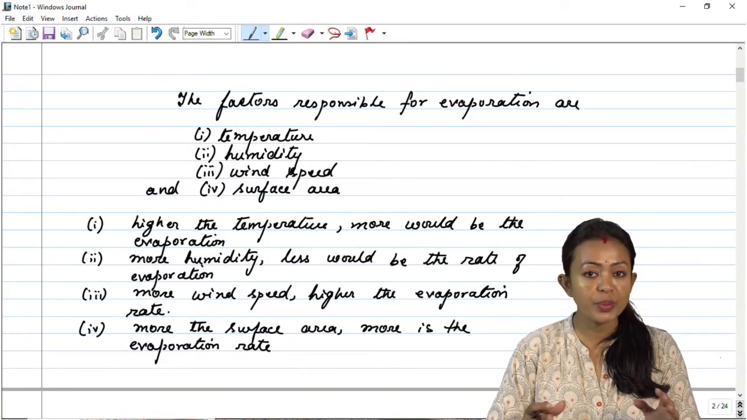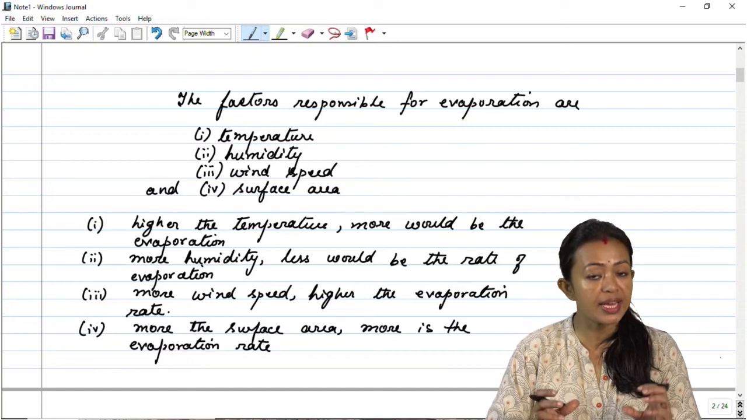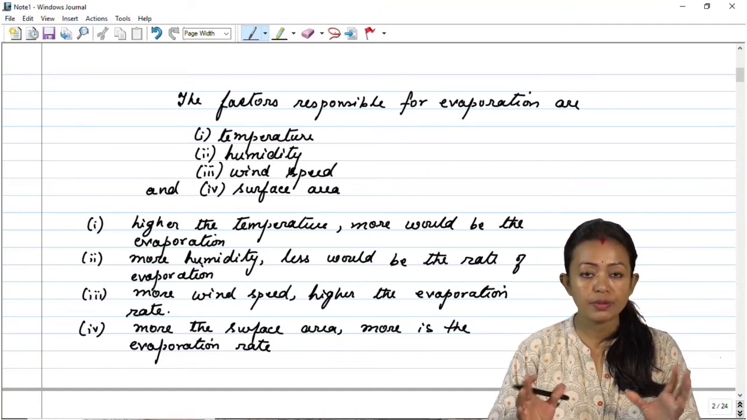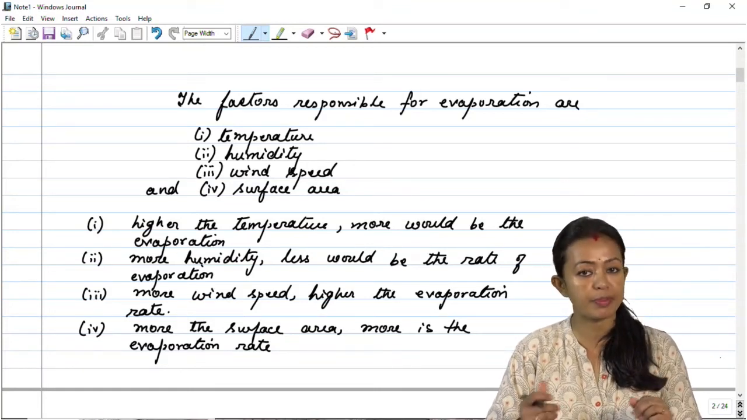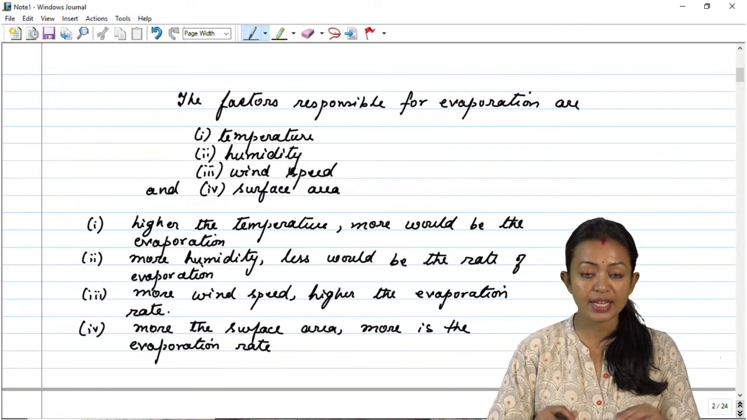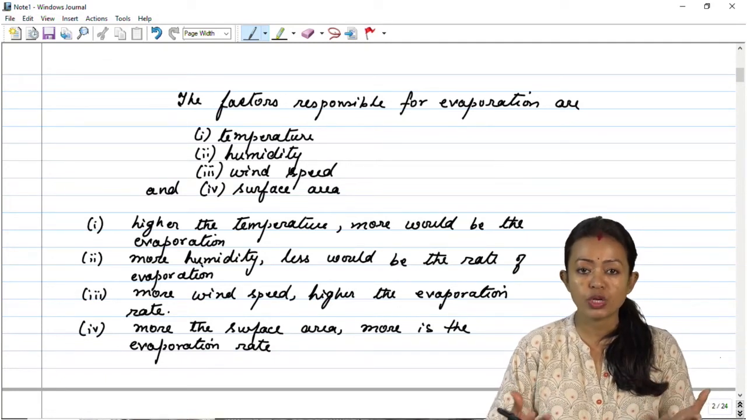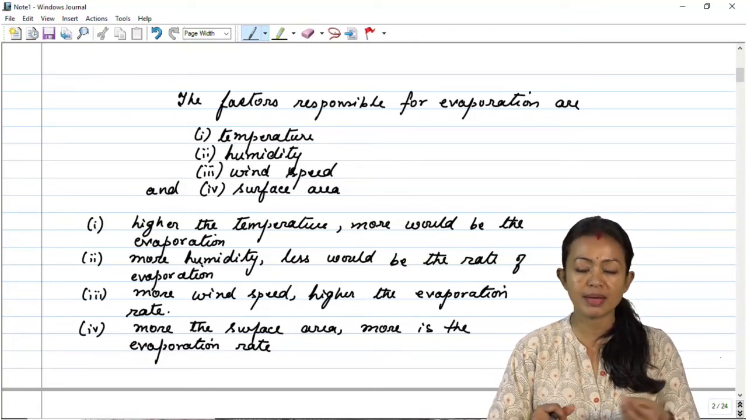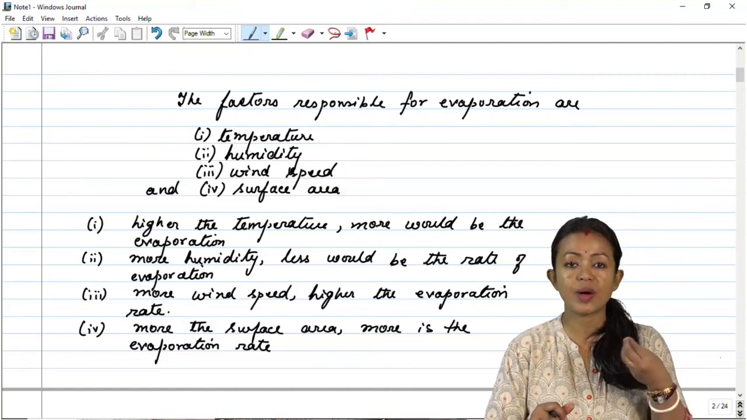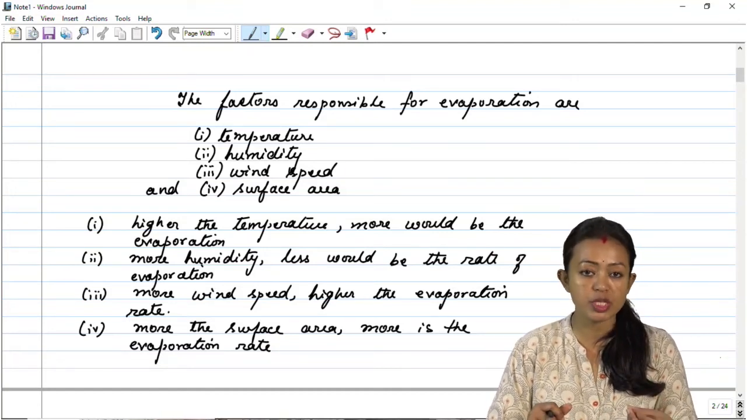Similarly, when it is quite windy, if you spread the cloth, you will find that the cloth dries faster. Why? Because the wind is inducing energy into the water molecules which are present, and thus it helps them get converted into the vapor state. And as I had already explained how surface area influences, this is why we spread out the cloth to the maximum, so that the maximum number of water molecules can get exposed to the atmosphere and get converted into the vapor state. So these small examples that we see in and around us help us to identify the factors that are responsible for evaporation.